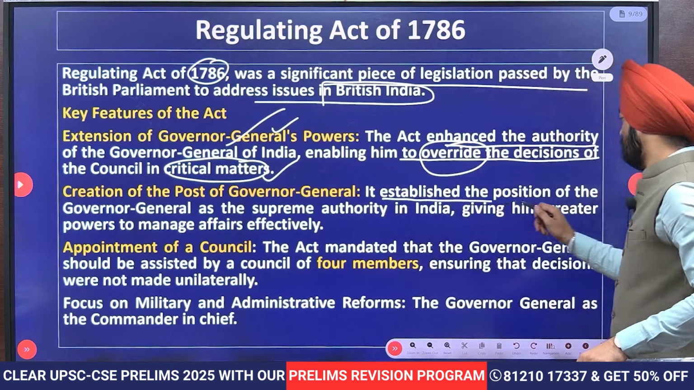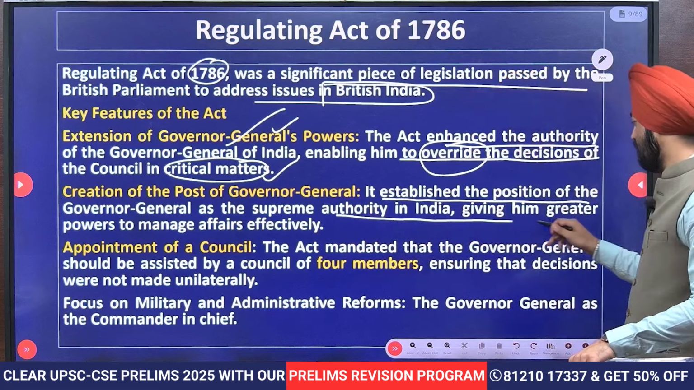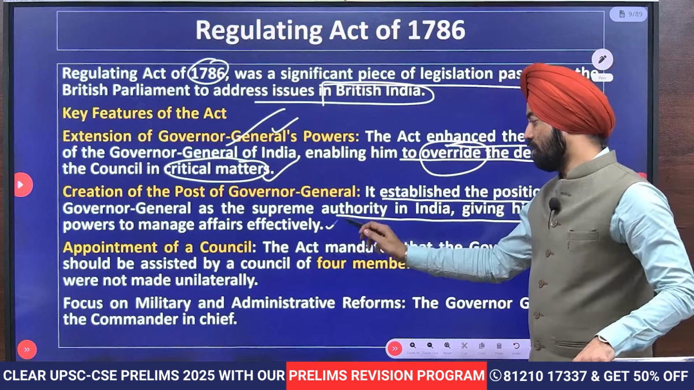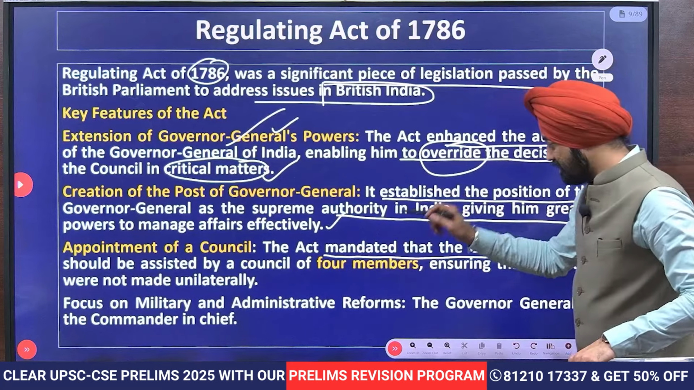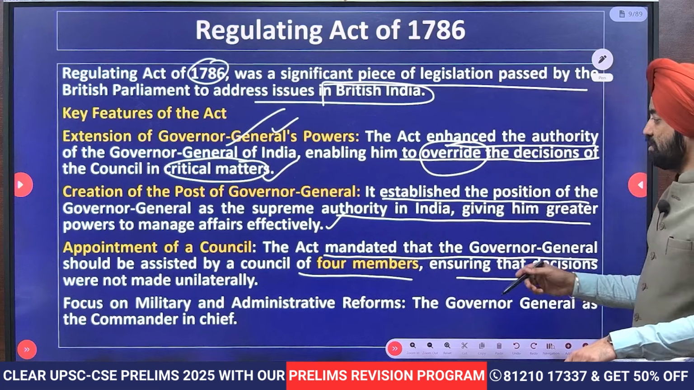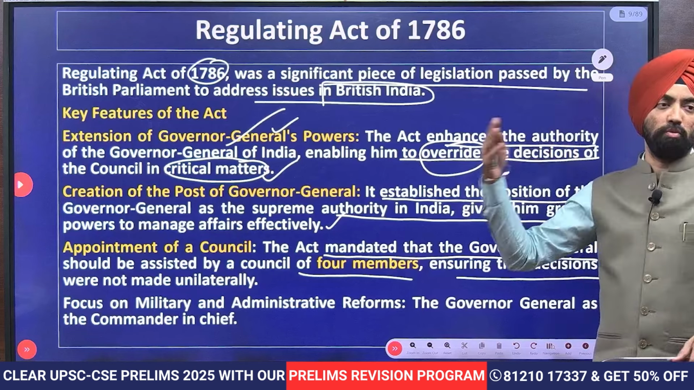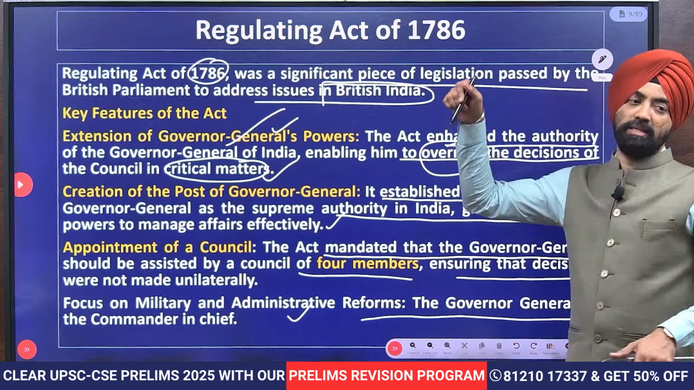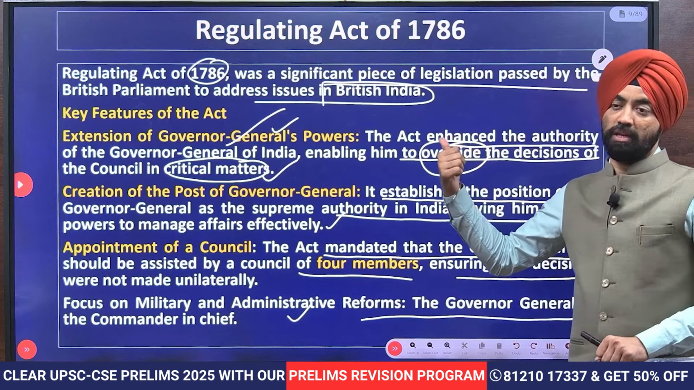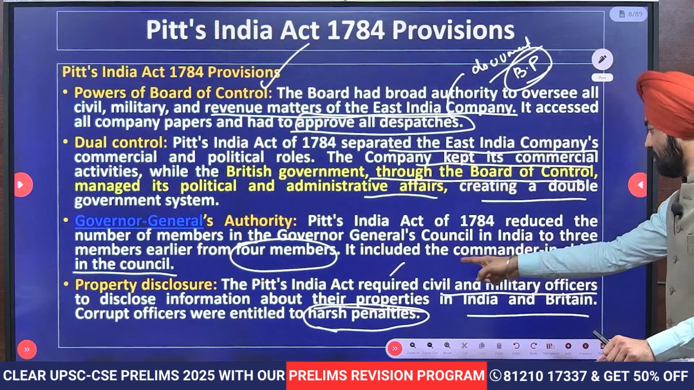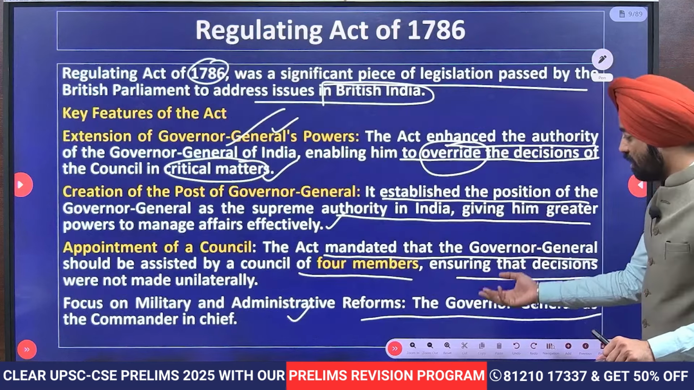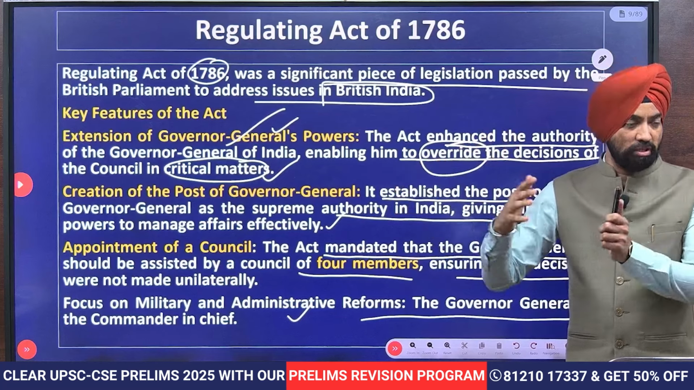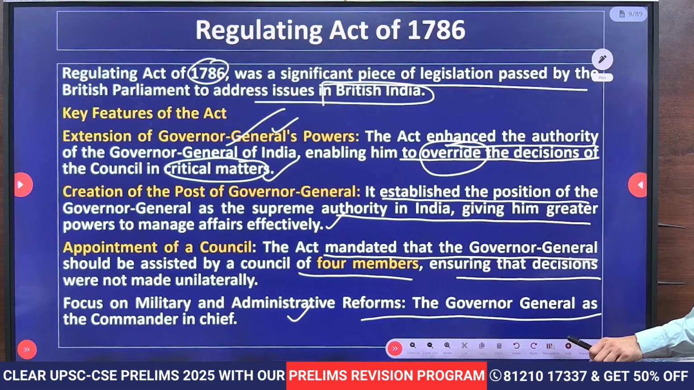Then it established the position of the Governor General as the supreme authority in India, giving him greater powers to manage the affairs of the British East India Company more effectively. The Act mandated that the Governor General should be assisted by a council of 4 members, ensuring that decisions were not made unilaterally. So again from 3 it became 4. And then focus on military and administrative reforms: the Governor General as the Commander-in-Chief. We saw in the previous Pitt's India Act, there was a separate Commander-in-Chief. Now what they did? The authority of Commander-in-Chief was bestowed on the Governor General himself. So more centralization of authority happened as part of the Regulating Act of 1786.